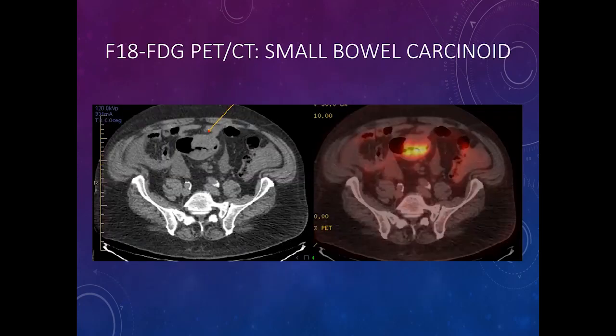And here is an example. I had a patient with a small bowel carcinoid. You can see on the left on the CAT scan, there was this focal dilatation of a small bowel loop with circumferential thickening of the wall. And it showed very high uptake on the FDG scan. On the right side, you can see the fused image from the F18 FDG PET-CT scan.